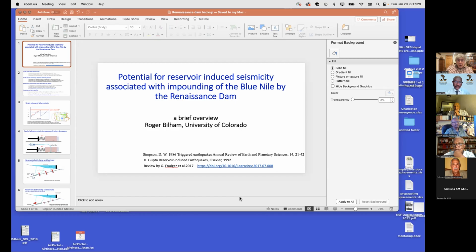Throughout the talk, I've just got about 10 or 12 pictures to show you, but I've left references in each picture where there's data that I'm accessing so that you can follow this in detail at your leisure. Specifically, there are 3 source materials for induced seismicity. The first one by Dave Simpson, then one by Harsh Gupta, who wrote a book, and then a recent review by Gillian Folger. So those are on this first page.